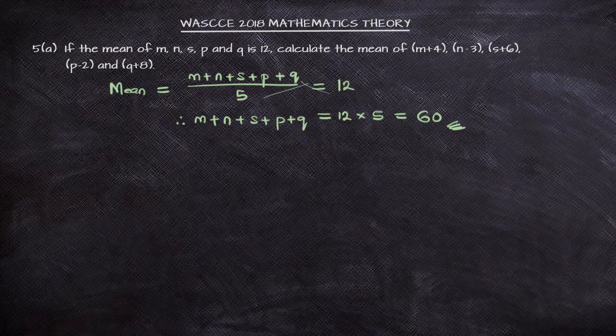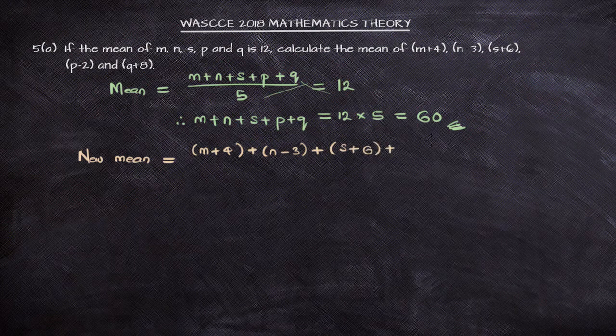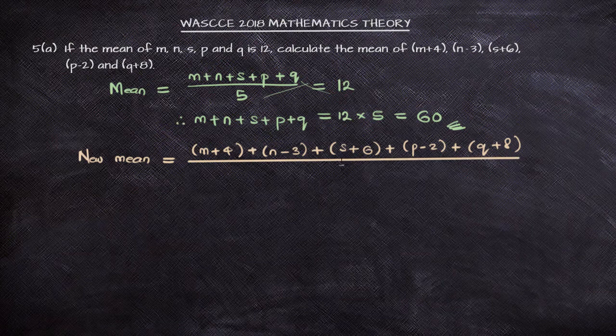So now the new mean that we are requested to find will be the sum of all these numbers, n plus 4 plus n minus 3 plus s plus 6 plus p minus 2 plus q plus 8, everything divided by their frequency. Now, there are also 5. These are 5 numbers because they are put in brackets. So, this is 1, 2, 3, 4, 5. So, that's why we have 5.